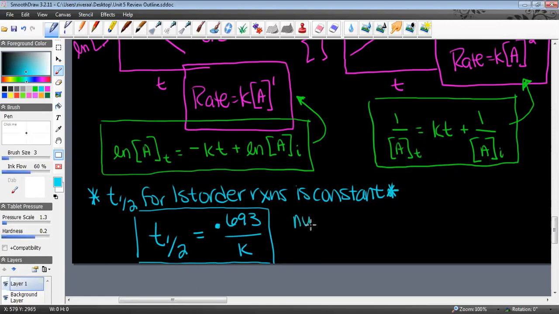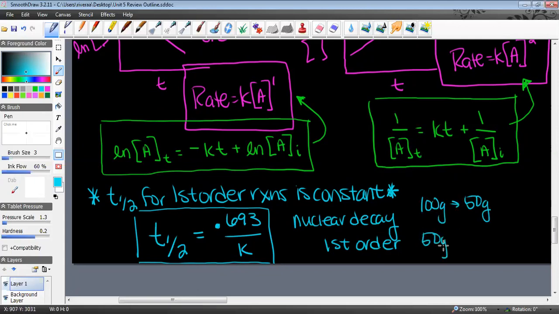So like nuclear decay, for example, nuclear decay is first order. Their half-lives are constant. The time that it takes to go from 100 grams to 50 grams is the same time that it takes for 50 grams to go to 25 grams, which is kind of interesting because you would think that it would take longer for bigger amounts to decay. For 50 to be lost versus 25 to be lost, you would think that this would take longer. But in first order reactions, it doesn't. The half-life is constant.